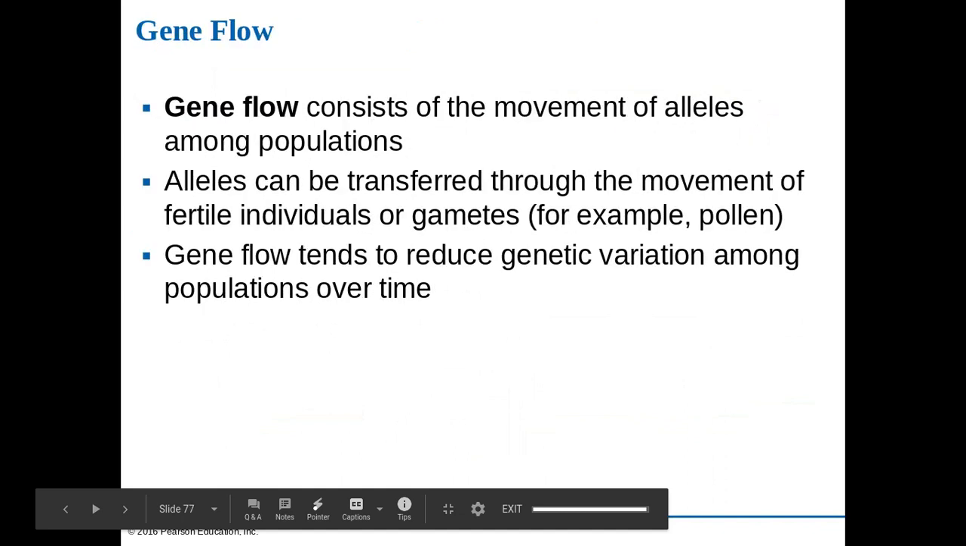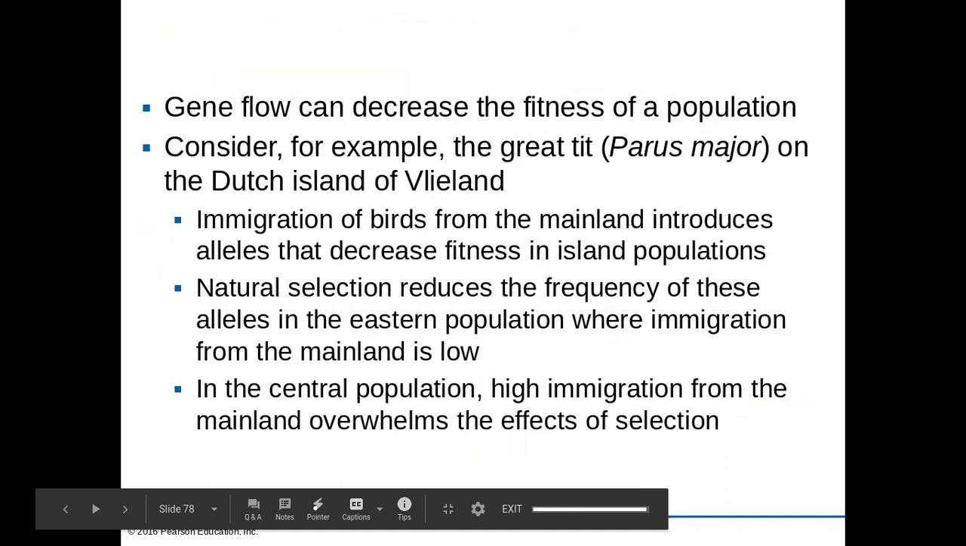Then we have gene flow, and gene flow is the random movement of alleles among populations. This can happen through the movement of fertile individuals. So if a fertile group of individuals moves to a new place, or maybe the gametes move to a new place, like pollen. And gene flow tends to reduce genetic variation among populations over time. So as time goes on, you have less variation. It can also decrease the fitness of a population.